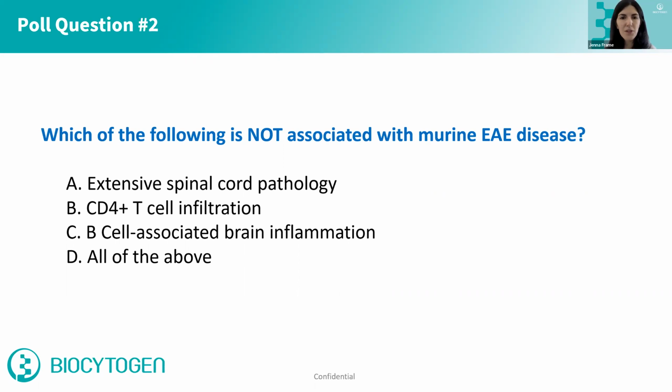Okay, so I'll just share those results. The answer is C. Typically T cells are the primary cause of EAE disease.